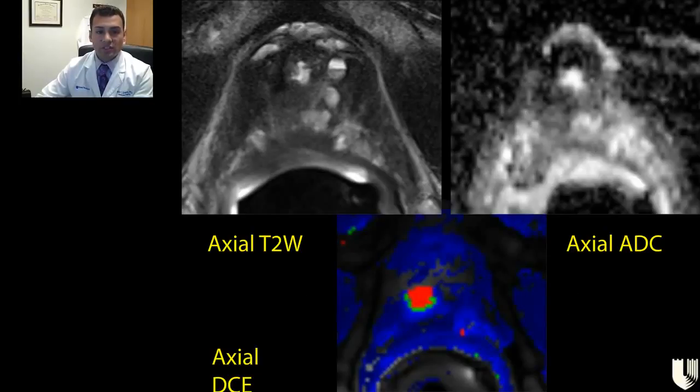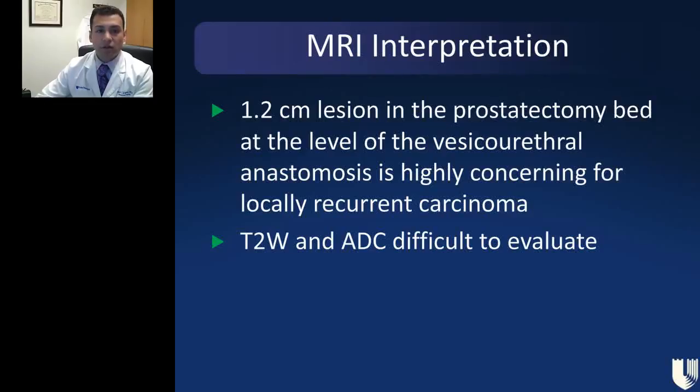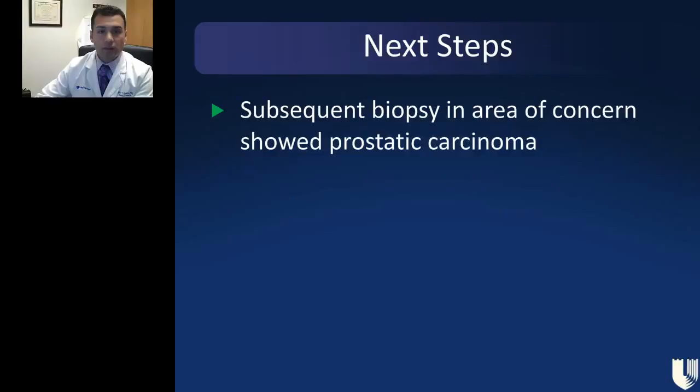We use DCE in this particular setting, and what you can see is a hot spot or area of suspicious perfusion kinetics on the right side near the vesico-urethral anastomosis. And as we take a look here, we call the 1.2 centimeter lesion here highly concerning for locally recurrent carcinoma, no lymphadenopathy, but certainly something very suspicious for local recurrence. As I mentioned, the T2-weighted images and the ADC images were difficult to evaluate, but the DCE was extremely helpful. I felt so confident. This patient underwent a subsequent biopsy in this area, and it showed recurrent prostatic carcinoma.